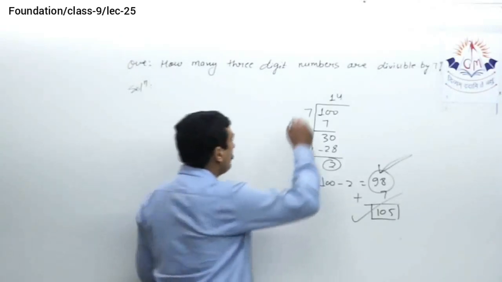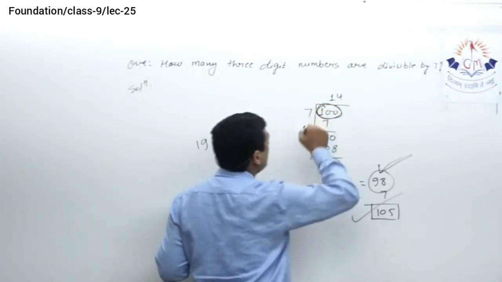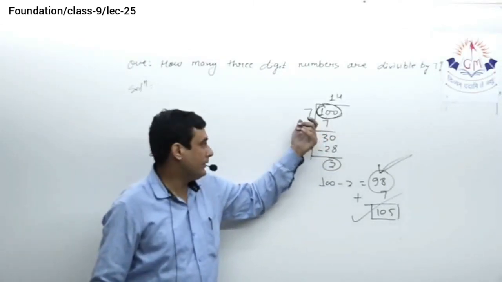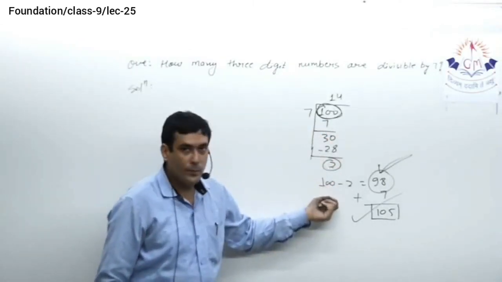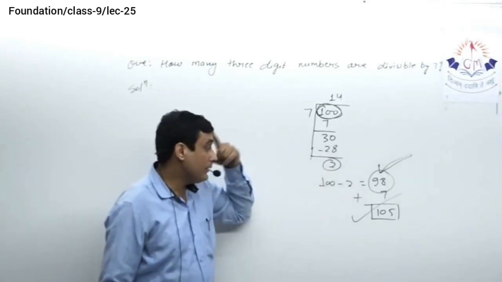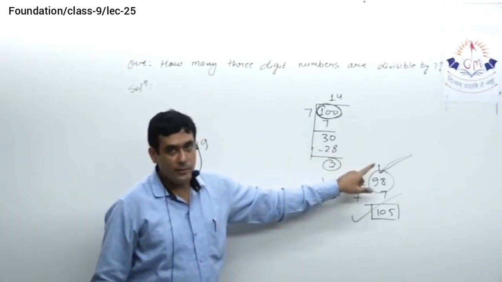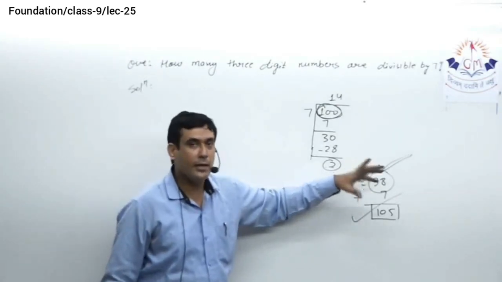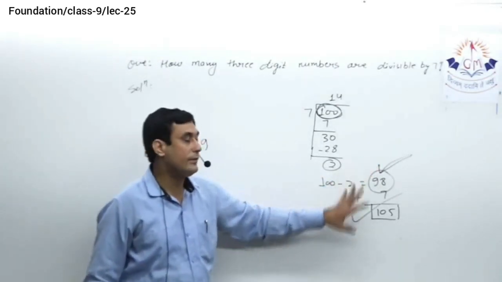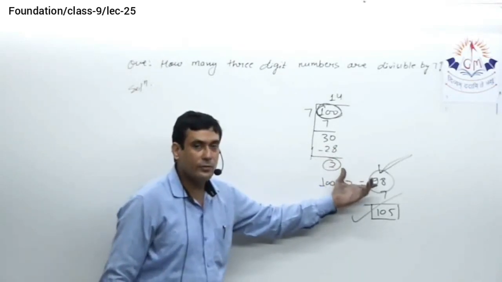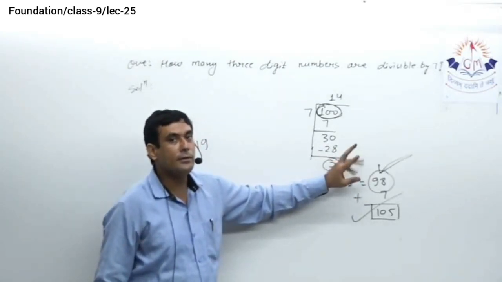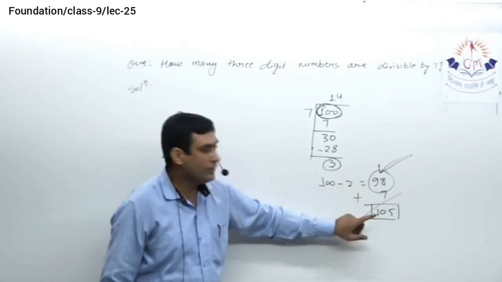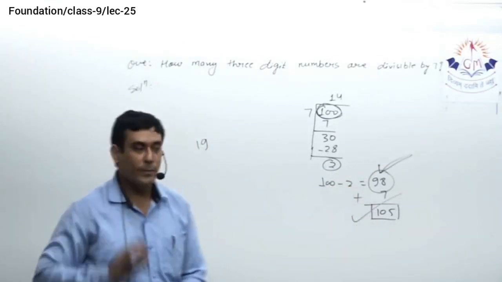So what I did: first I obtained the very first 3-digit number. I divided it by the required number, that is 7. I obtained remainder 2. I subtracted that so that I get the last 2-digit number which is divisible by 7, isn't it? 98 is the last 2-digit number divisible by 7. Now on adding 7 to this, definitely I will get a 3-digit number which will be divisible by 7. So 98 plus 7 is 105. It is divisible by 7.